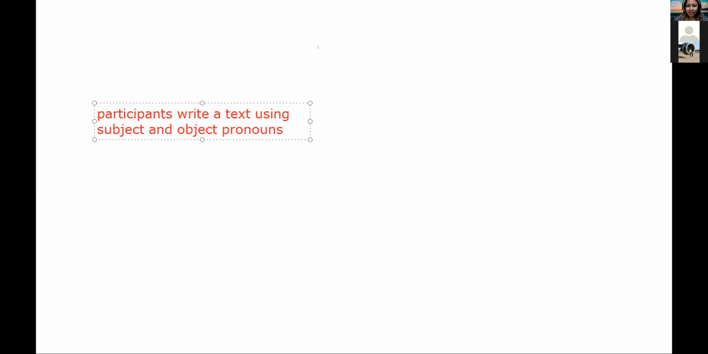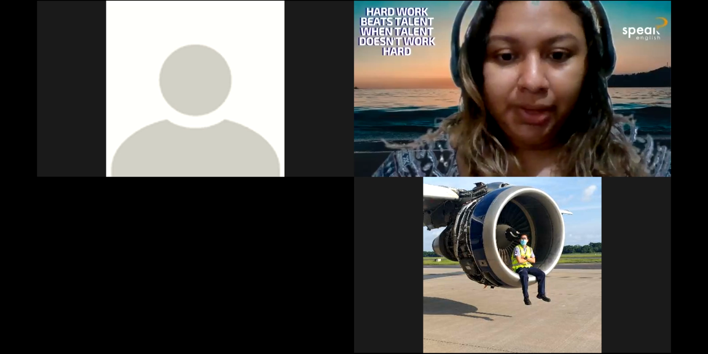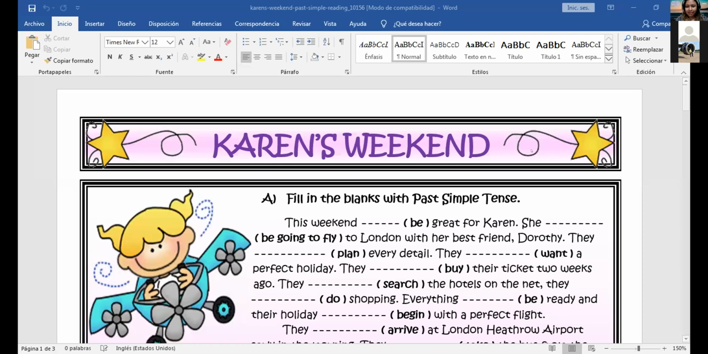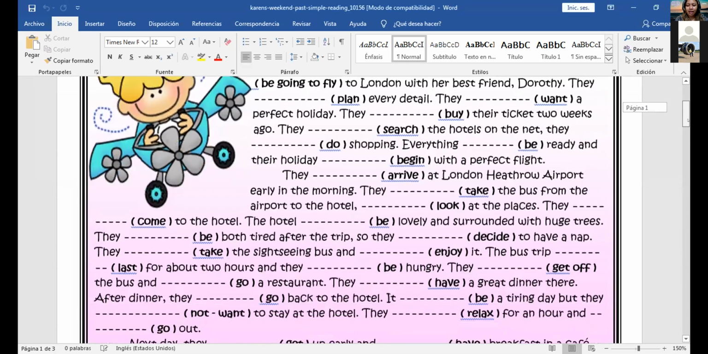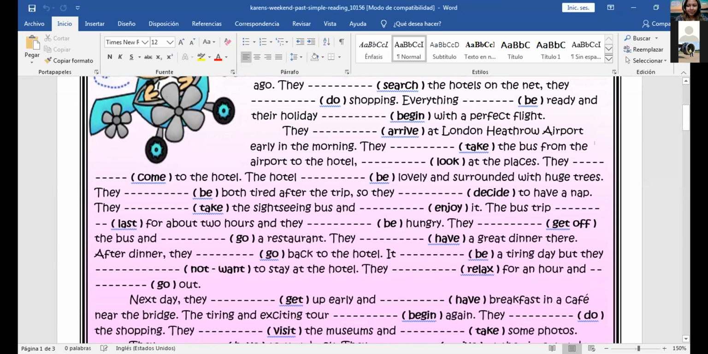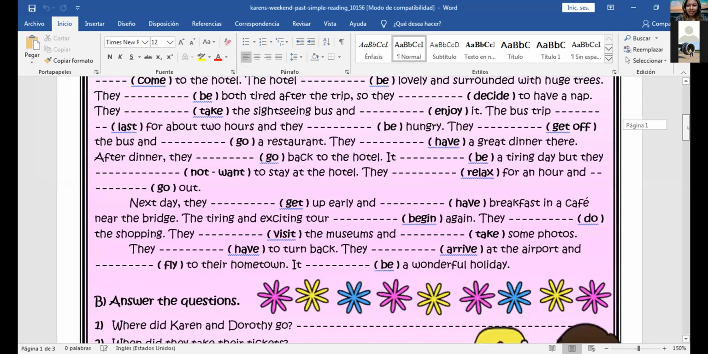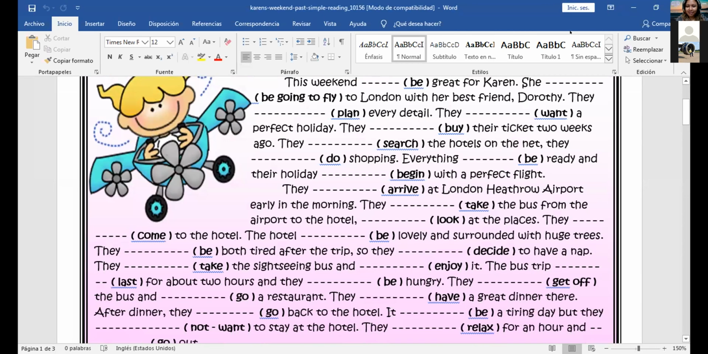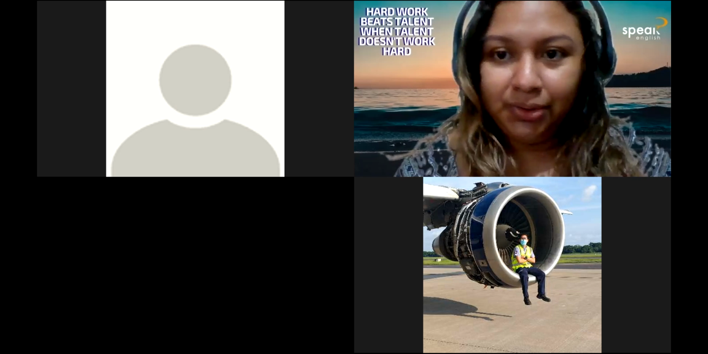Our first activity is the following. We have a text over here, okay? This is somebody's weekend, weekend practice. So this is Karen's weekend. We have this worksheet and a very short description of her weekend. So I'm sending you this text to complete the story about her weekend. Okay, are we okay with the instructions? Yeah, of course. Okay, here we go.